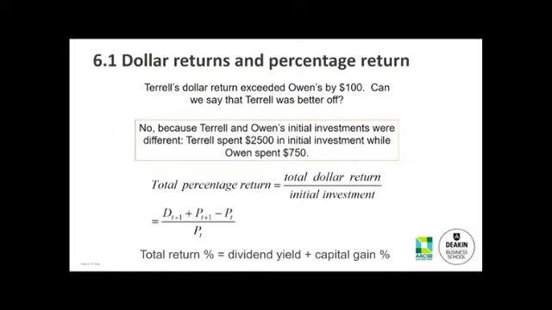Now, how do we calculate the percentage return? For percentage return, all we need to do is to use your gain on each share divided by the share price, right? So to calculate percentage return, basically, what happened?